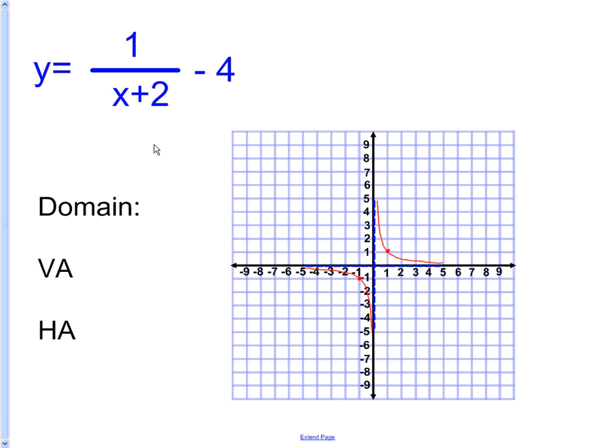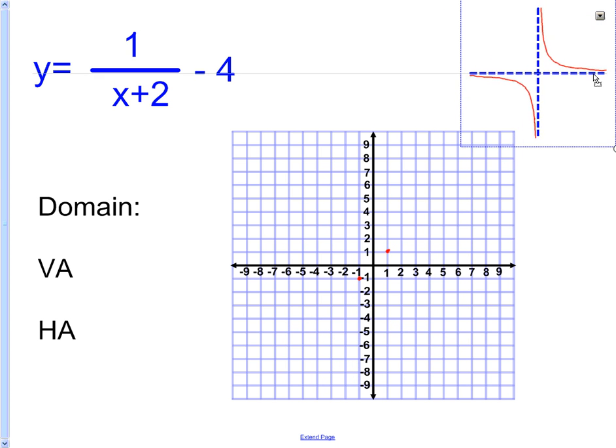No, because that one's been moved. Where has it been moved? Left 2 and down 4. Now it's easier for me to go 1, left 2, and then down 4, but it won't be as easy when you're doing it by hand. So let me just show you what you do. Let me just get this off to the side here.